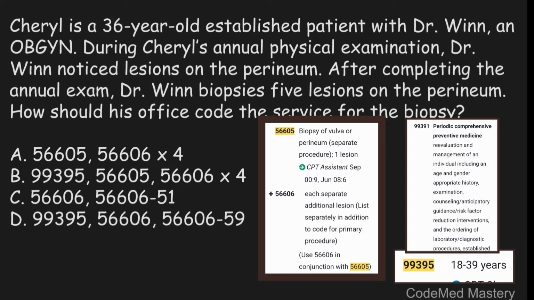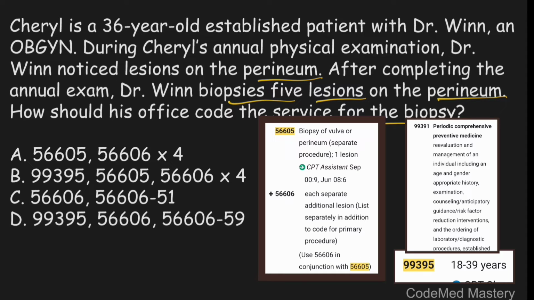Now let us check the main terms in the question. They have mentioned Cheryl is a 36-year-old established patient with Dr. Wynn, an obstetric gynecologist. During Cheryl's annual physical examination, Dr. Wynn noticed lesions on the perineum. After completing the annual exam, Dr. Wynn biopsies 5 lesions on the perineum. How should his office code the service for the biopsy?